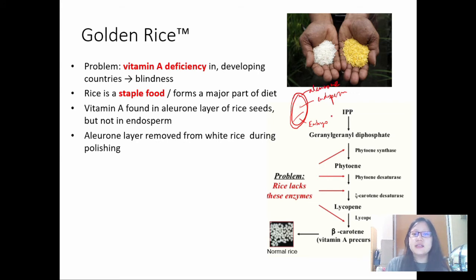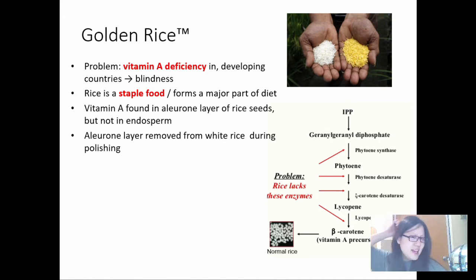The aleurone layer is actually a protein layer, and it is in charge of producing the enzymes needed to break down the starch in the endosperm. But it also has vitamin A. The problem is, even though these people do eat rice, the rice is usually polished and the aleurone layer is removed to make it nice and shiny and white. So they don't get any vitamin A. Anyways, that was just a side point.